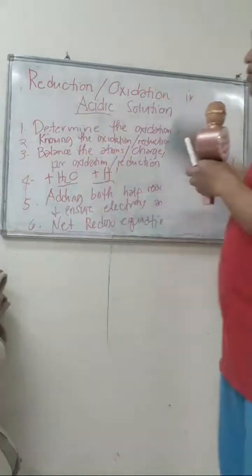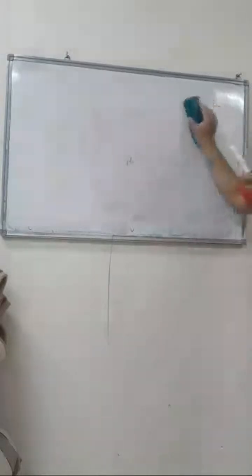So, examples. Your takeaway here is the adding of H plus and H2O, because the other steps are what you mainly apply most of the time in your chemical reactions, especially the balancing of atoms.